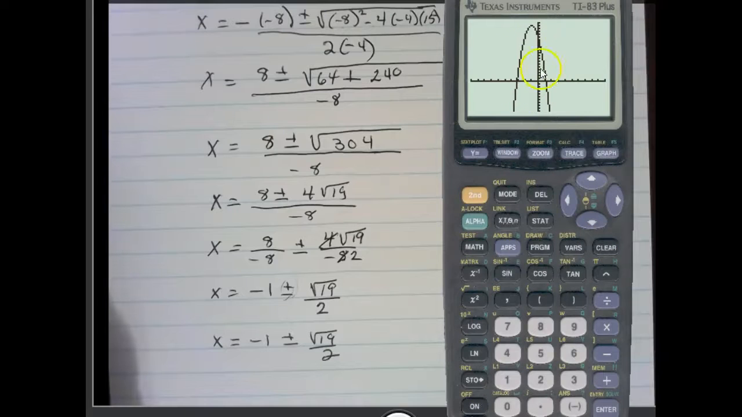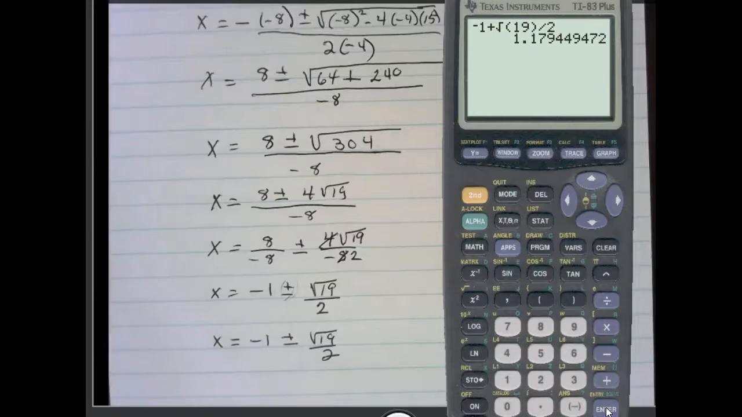And there's a graph actually of this. And I can do negative 1 plus the square root of 19 divided by 2. Now you notice I closed that parenthesis because 2 is not under the square root. And it looks like I get, let's say, rounded to 2 decimal places, 1.18.